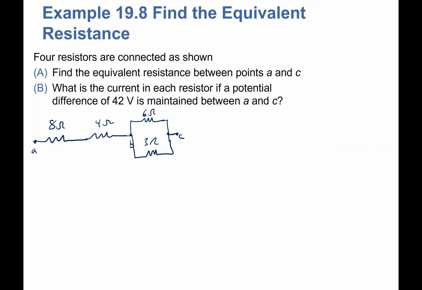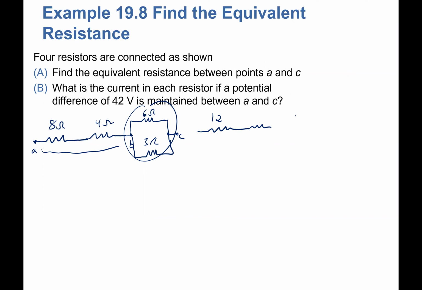Let's find the equivalent resistance between points A and C. All right, so let's do part 1, which means the total here. You look at those two, they're connected in series. I can combine them, and I have 8 plus 4, this is 12 ohms. And then I can see that those two, 6 and 3, are connected in parallel. That means I need to find their equivalent.